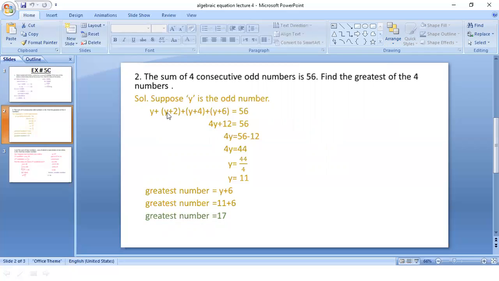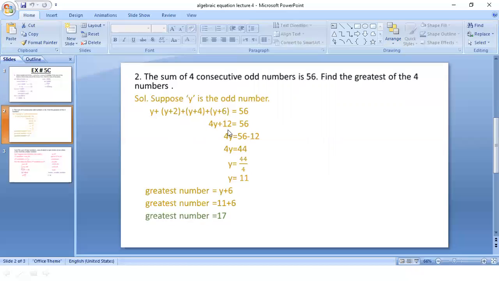So इससे क्या होगा हमारे पास next odd number हम suppose करके बना सकते हैं और हमने बना लिए यहाँ पे 4 odd numbers. And the question says the sum of these consecutive odd numbers is 56. So I have written here equals to 56. Now in the next step, in the second step, what we have done, we have added these like terms. Just say y, these are like terms. So there are 4 y's, y plus y plus y plus y. This is 4y. And 2 plus 4 plus 6 is 12.